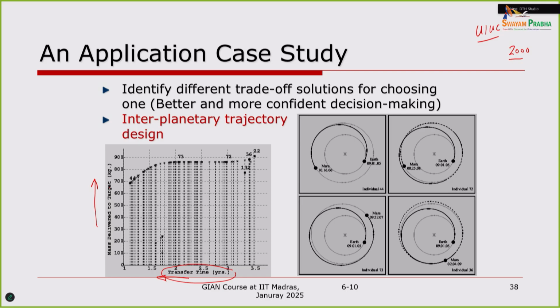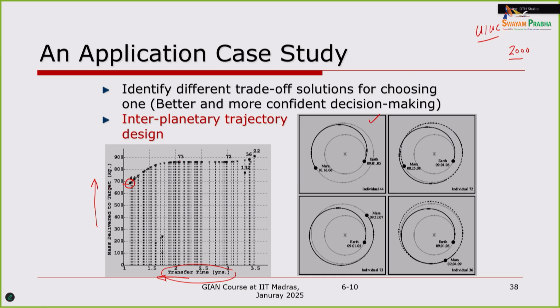So let me explain the results rather than the algorithm part. This was in 2000, early for EMO. These kinds of applications motivated people to pay attention to this. Let's take solution 44, which is the minimum time solution, here. It takes about 1 year and a few months to go from Earth to Mars, and here is the trajectory you can see. You deliver slightly less than 700 kilos of mass at the destination planet.